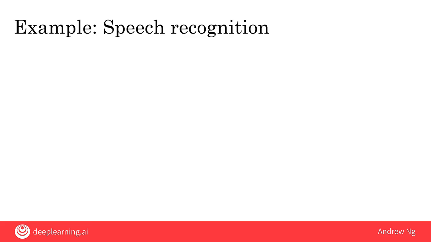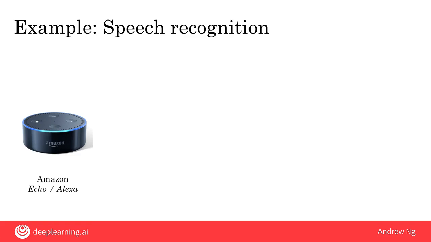Machine learning algorithms can learn input to output, or A to B, mappings. So how do you build a machine learning project? In this video, you'll learn what the workflow of a machine learning project is. Let's take a look. As a running example, I'm going to use speech recognition.